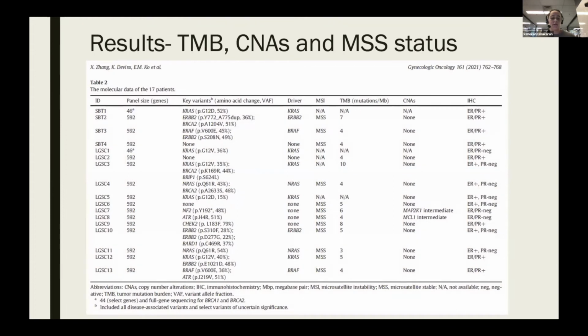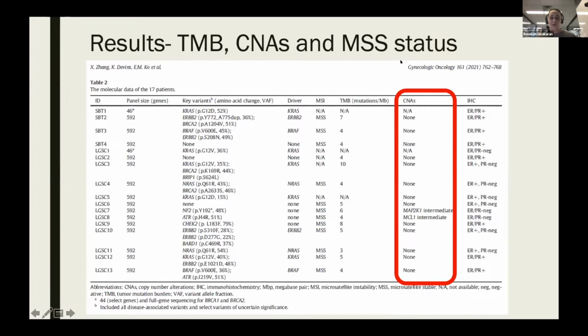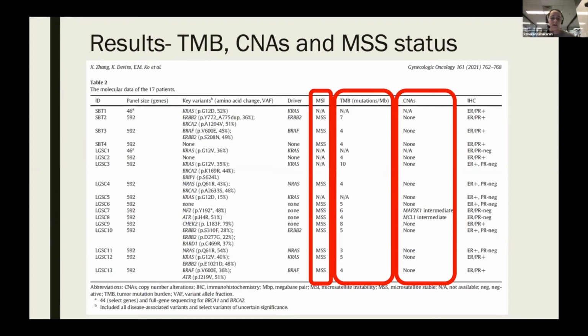So this is a table just summarising some of the results. So you can see on the left the different tumours and the common mutations that they found within the tumours. They also reported on the copy number alterations, which for most of the tumours, they didn't have any. There was just a couple that had intermediate levels of copy number alterations. The tumour mutation burden was generally low for most of the tumours. And as you can see, all of the tumours that the data was available were microsatellite stable. So overall, this paints a picture of these tumours being generally genomically stable.